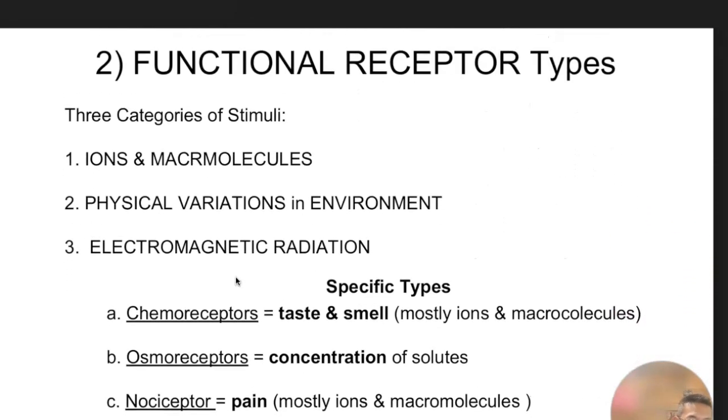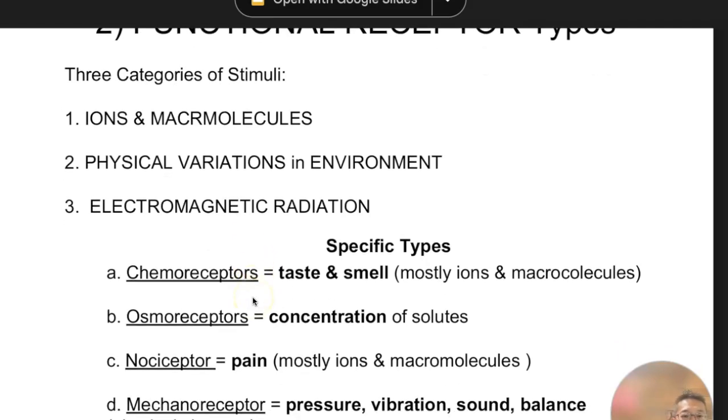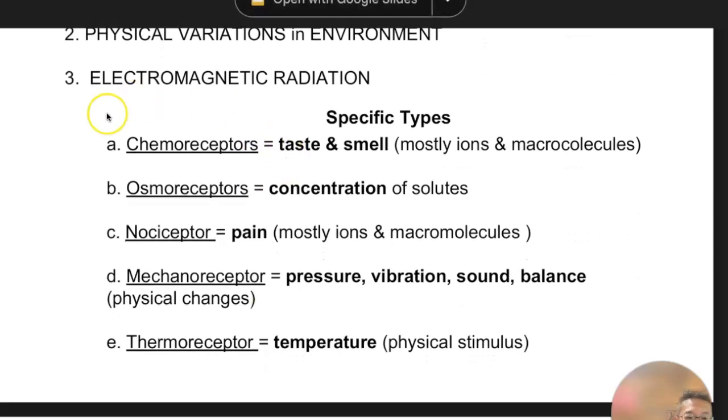Here, function type. All we need to know is these kinds. We need to memorize them. Okay. Chemoreceptor. Chemoreceptor senses chemicals in your surrounding area, where there is taste and smell. So when you taste something, you're actually tasting the chemical, and smelling as well. Osmoreceptor. We talked about osmosis before and diffusion. Osmoreceptor is concentration of the solute.